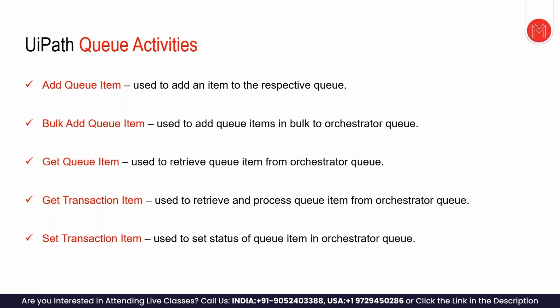And the last thing is, once you have completed the process, you may want to set the transaction item status. Let's say your processing is complete and you want to set the status as success, or some error has occurred, so you want to set the transaction item status to error. This can be done using Set Transaction Item Status. Using this, you can change it to successful, in progress, error, or retry. All these things can be done using the Set Transaction Status activity. So these are pretty much the activities we are going to see for queues here.